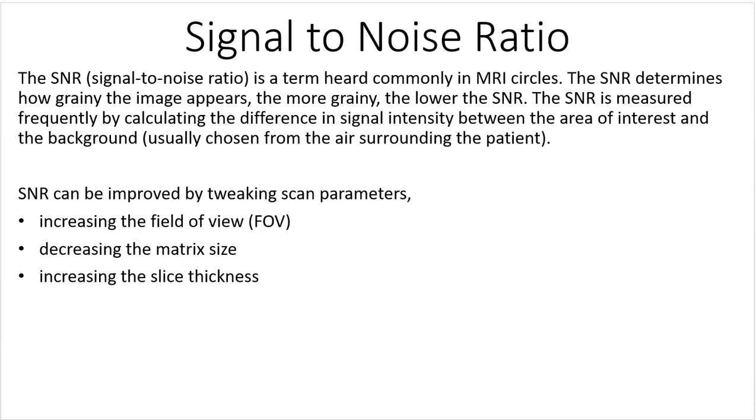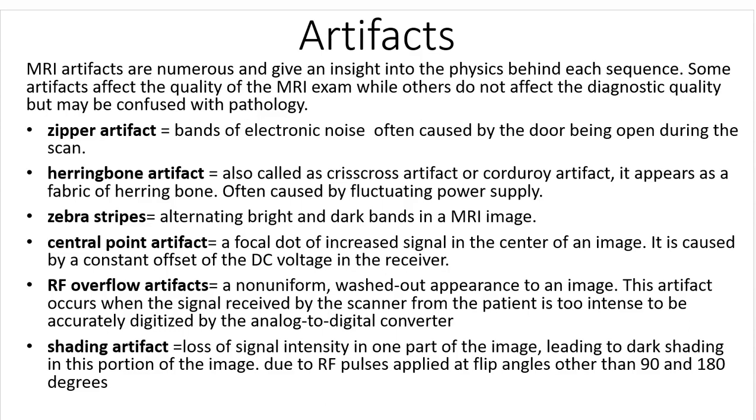Signal-to-noise ratio. The SNR is a term heard commonly in MRI circles. The SNR determines how grainy the image appears. The more grainy, the lower the SNR. The SNR is measured frequently by calculating the difference in signal intensity between the area of interest and the background, which is usually air surrounding the patient. So the signal-to-noise ratio can be improved by tweaking scan parameters, increasing the field of view, decreasing the matrix size, increasing the slice thickness.